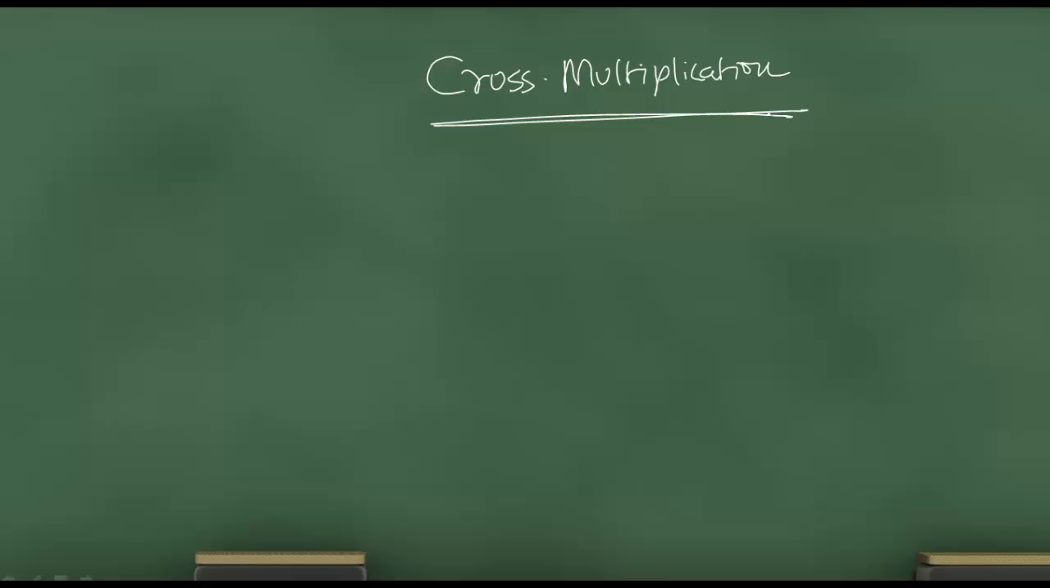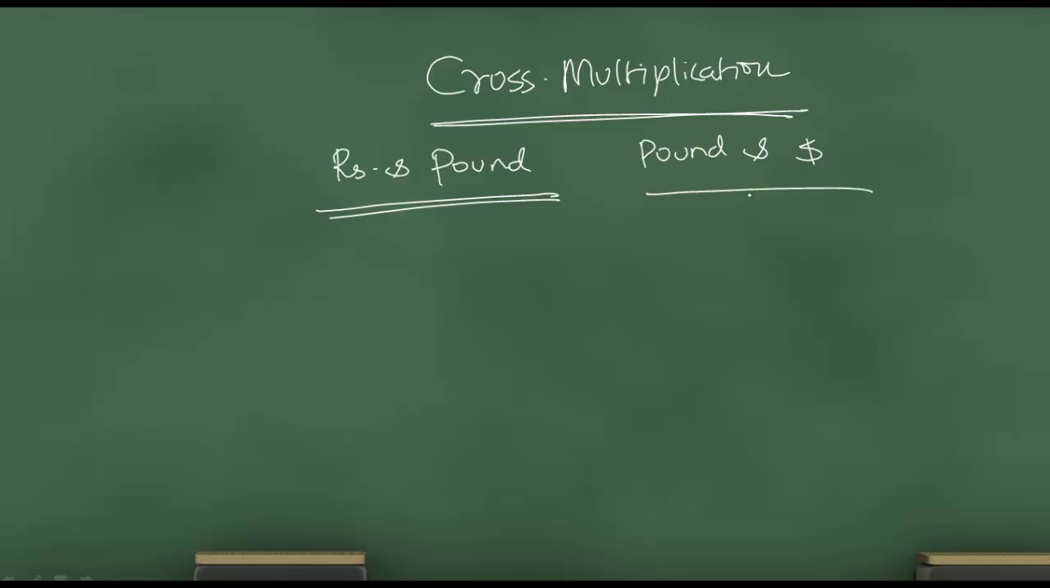This is a mechanism used to derive the value of an exchange rate when you have the value of two other exchange rates. How? Let's say you have the exchange rate between rupees and pound, and you also have the exchange rate between pound and US dollar.